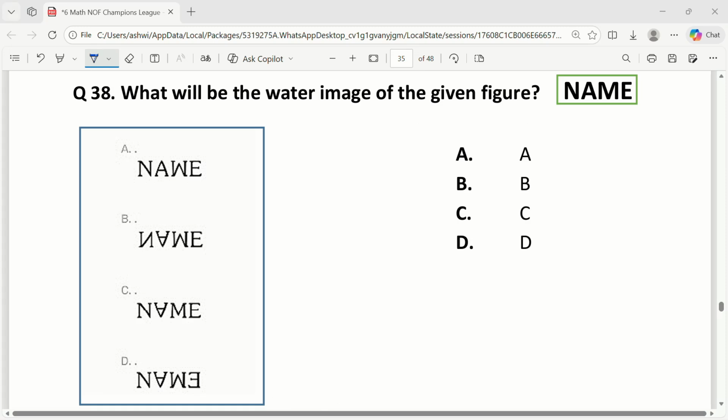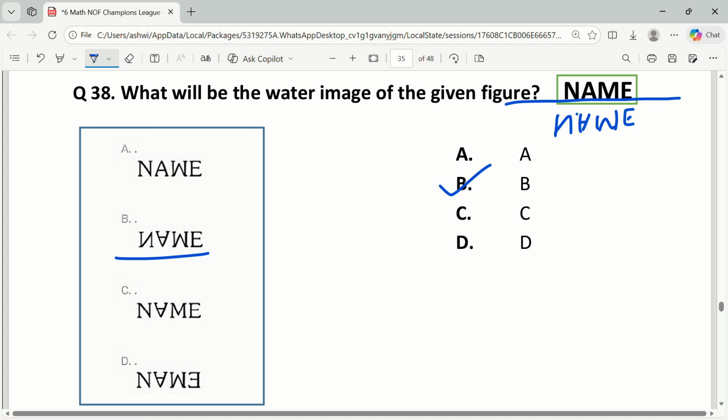Question 38. What will be the water image for the given figure? A water image is the reflection of an object across a horizontal axis. When the word name is reflected across a horizontal line, we have N A M B. Comparing with the given options, it is similar to B, so the answer is B.